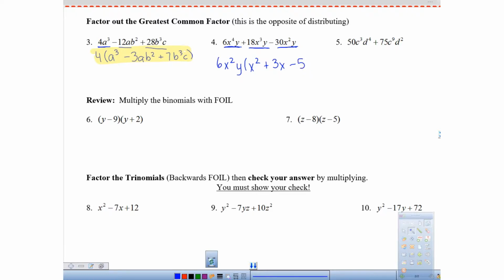2x's, take them out, they're gone. 1y, take it out, it's gone. That's my answer. And if you wanted to check, like I said before, just distribute that through and you'll get the same answer as what you started with.